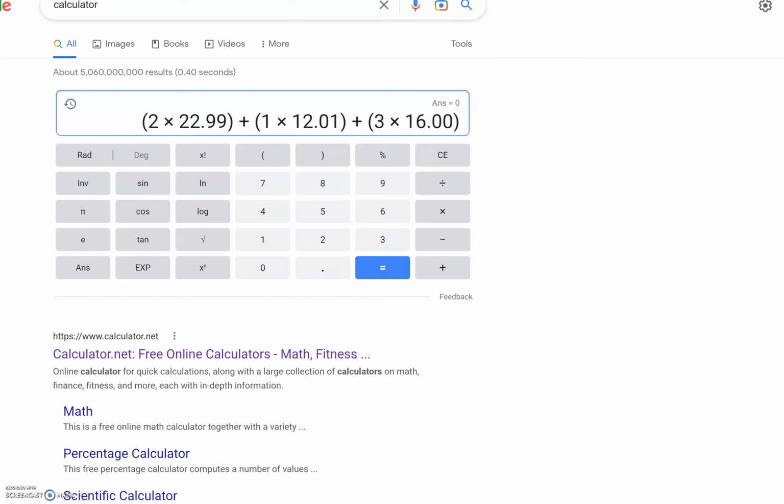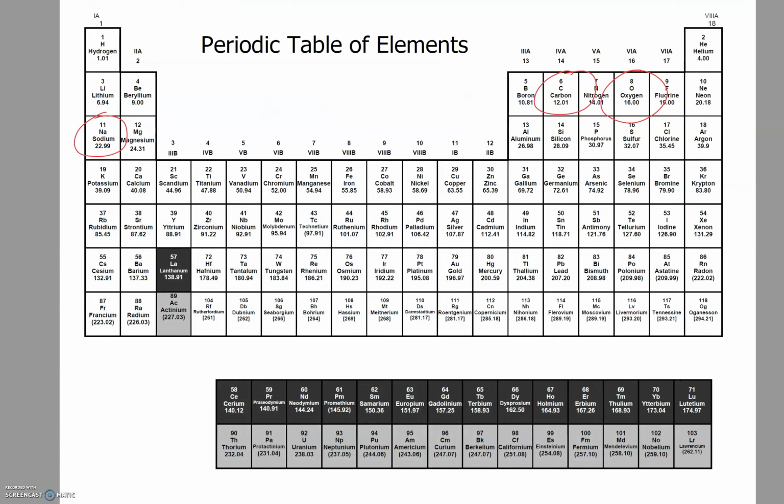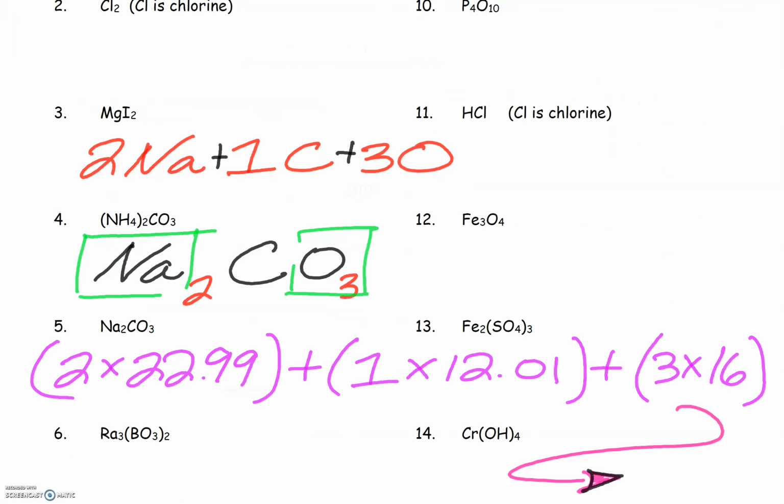You don't need to multiply a value by 1 if it's a 1. I understand that, but I just want to show you all the work. We're going to write down the answer exactly like that. We're not going to round it: 105.99. So we go back to our paper. It's going to end up being 105.99, and the unit, I kind of ran out of space, would be grams per mole. So let me get a little more space here.